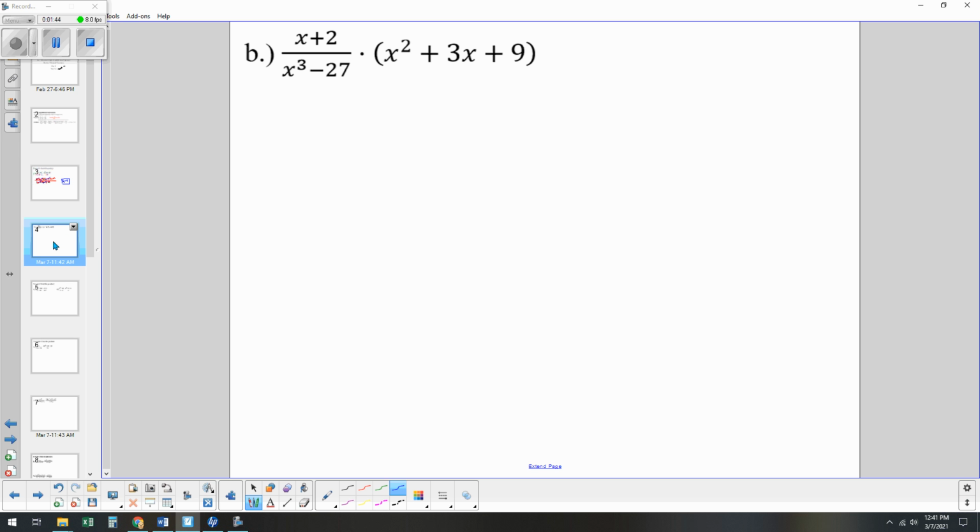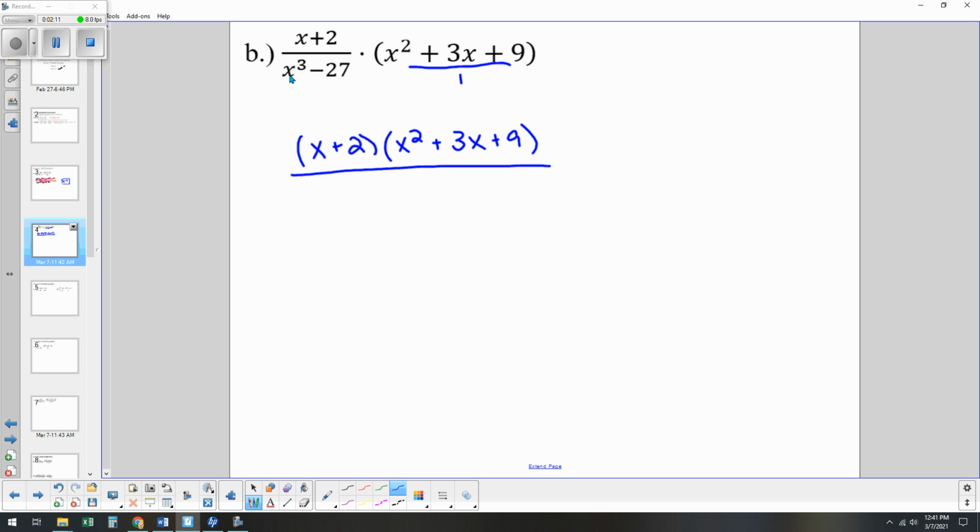Let's look at another one. There's nothing on the bottom here, so I could really think of it as over 1. All right, so the top, x plus 2, there's nothing to factor. X squared plus 3x plus 9. If I tried to find things that multiply to 9 and add to 3, it's not going to work, right? Because it's either 1 and 9 or 3 and 3. So that's going to stay as it was. I can't factor that any further.